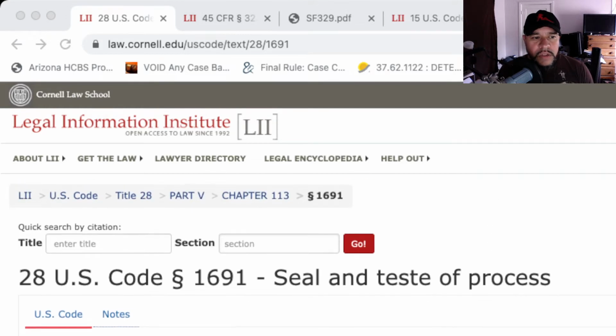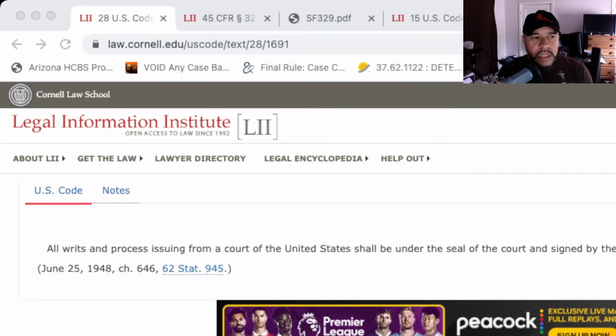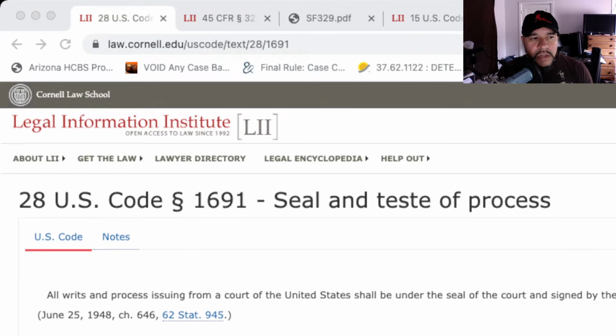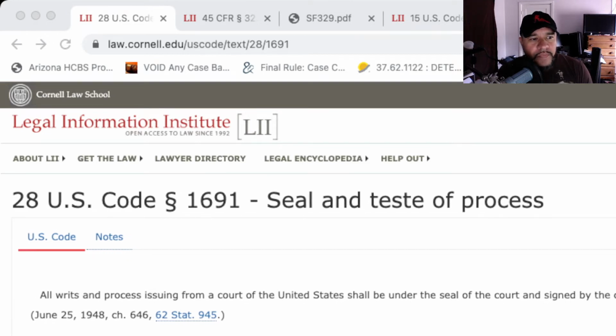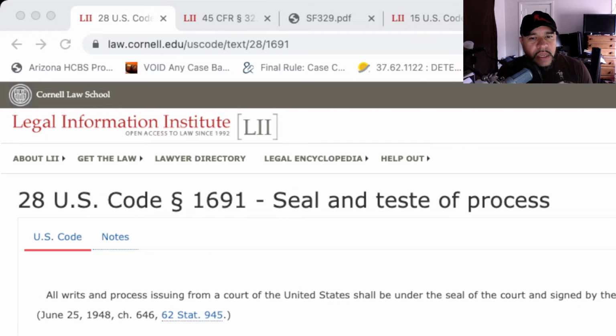First and foremost, this is what a valid order is. I think we touched on this a little bit. 28 U.S. Code 1691: all writs and processes issued from a court.